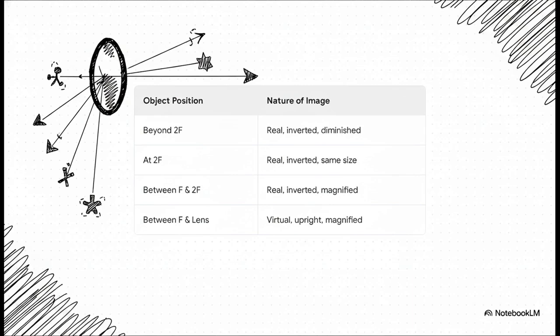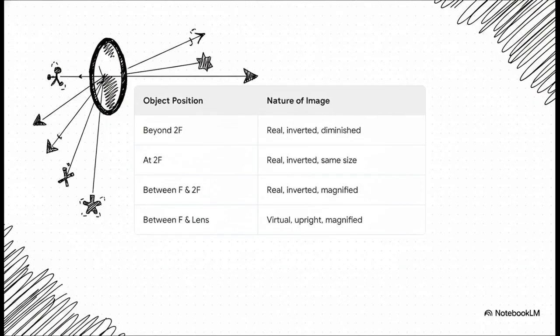I'd highly recommend visualizing this progression in your head. Just notice how the image shifts as the object gets closer to the lens. When the object is far away, like beyond 2f, the image is real, inverted, and diminished. Now, move it exactly to 2f. The image is still real and inverted, but now it's exactly the same size. Push it a bit closer, between 2f and f, and it becomes magnified.